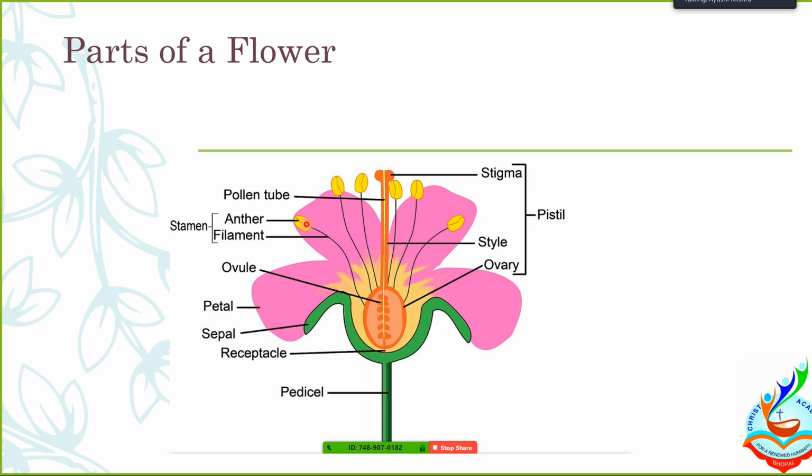Pollen grains produce male gametes for fertilization. Androecium is the male reproductive part. That's why they produce male gametes, which play a very important role during the fertilization process.